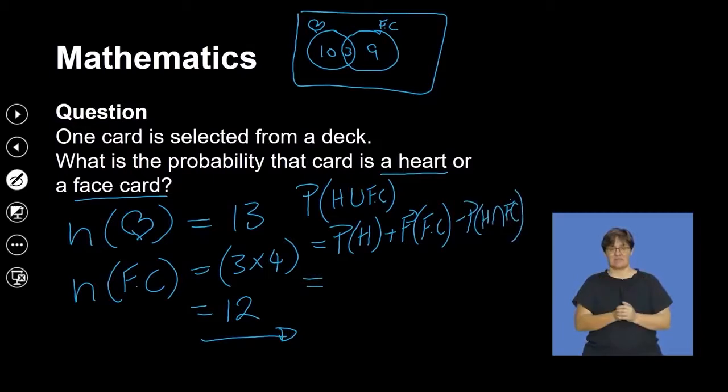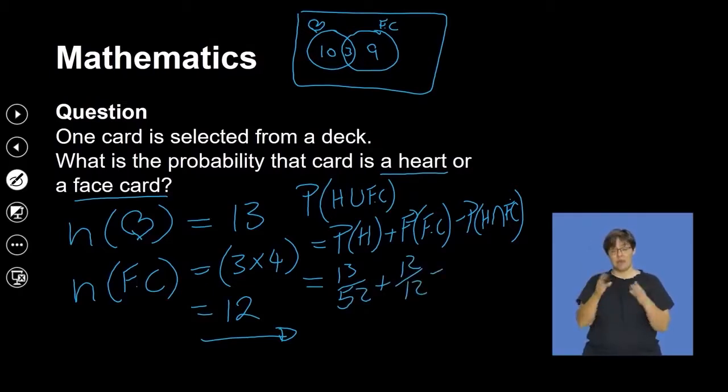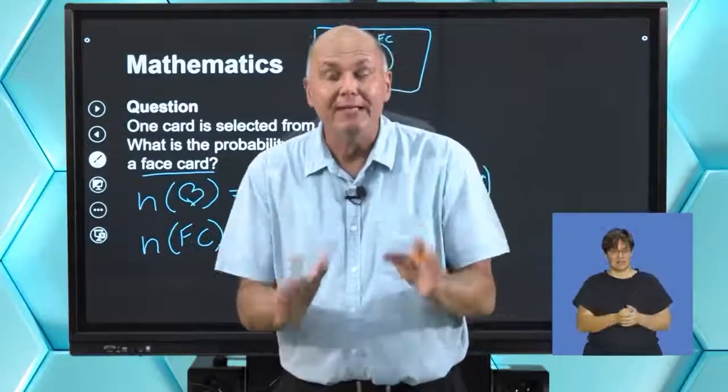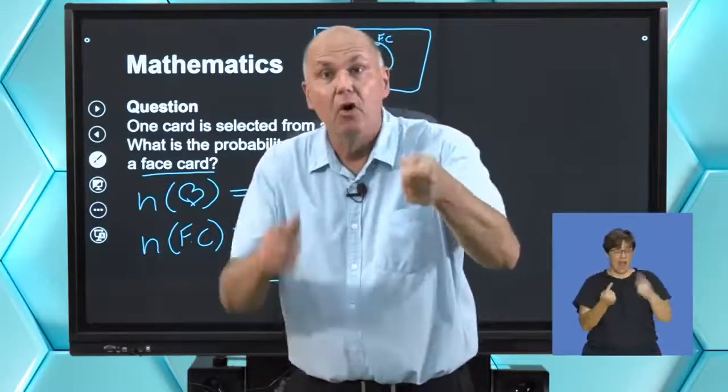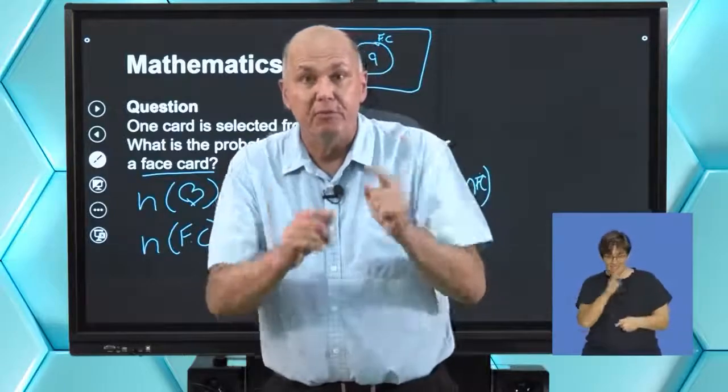So very quickly, what do we recognize? We know that we had 52 cards in total, so the probability of the number of heart cards is 13 out of 52. We know that the number of face cards was 12 out of 52, and we know that the number in the intersection is going to be 3 out of 52. And when you add all of those up, use a calculator, you will definitely find the correct probability of choosing either a face card or a heart. I hope you can see that we've applied the rules.